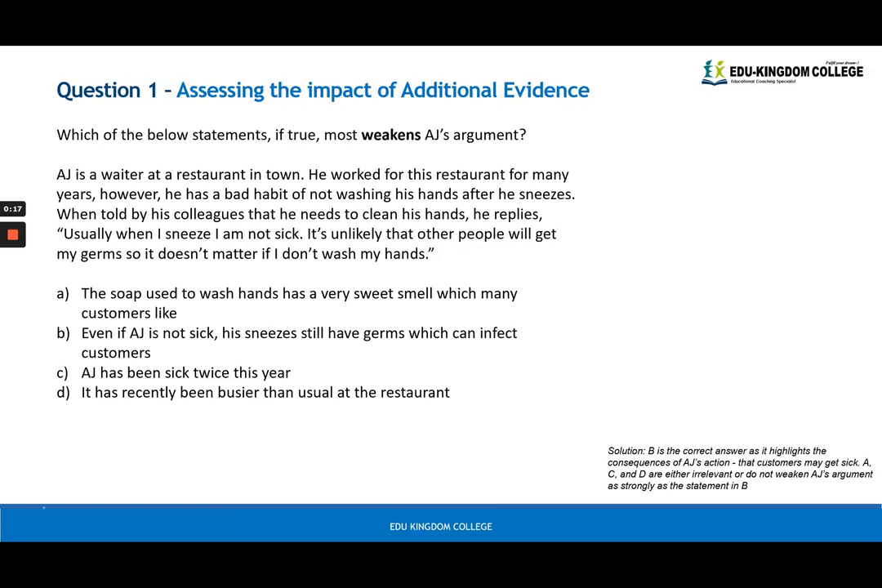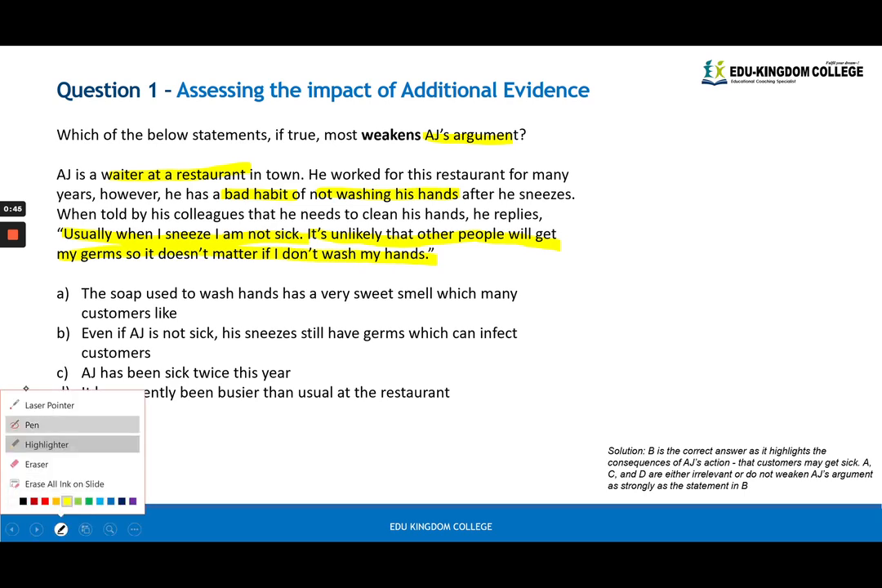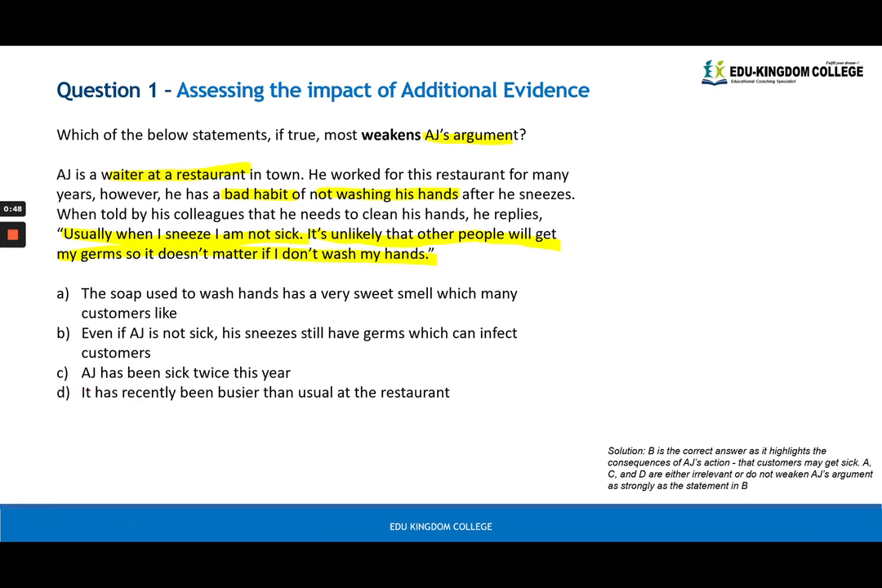First question, assessing impact of additional evidence. So we want to find what the argument is first, AJ's argument, and then we can determine which option most weakens the argument. He's a waiter in a restaurant and he has a bad habit of not washing his hands. And it says, usually when I sneeze, I am not sick. It is unlikely that other people will get my germs, so it doesn't matter if I don't wash my hands. So clearly this argument is faulty. We want to see what will most weaken AJ's argument.